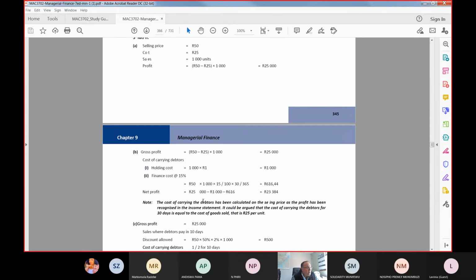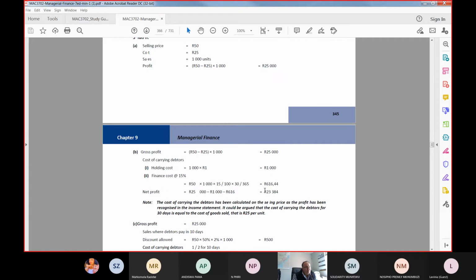Okay, so we then take the 50 Rand, the 15% interest times 1,000 times 15 over 100 over 1 times 30 over 30 days, which comes to 616 Rand 40. Then the net profit will be 23 Rand 384. So if you decide to sell for cash, you only can achieve that in your pocket, where you will be achieving that if you sell for cash.